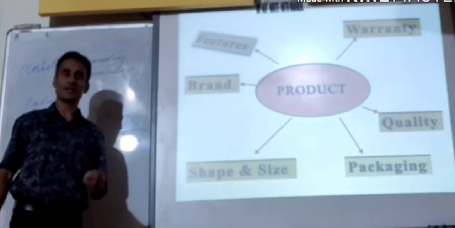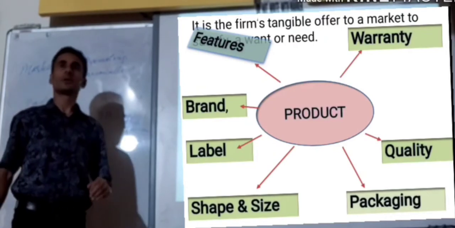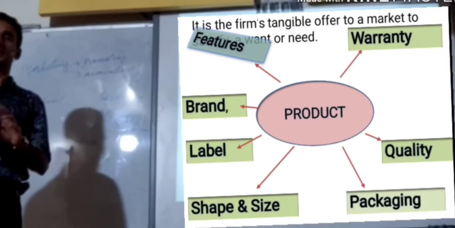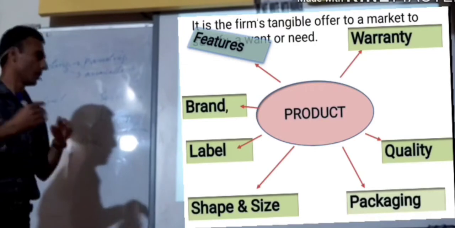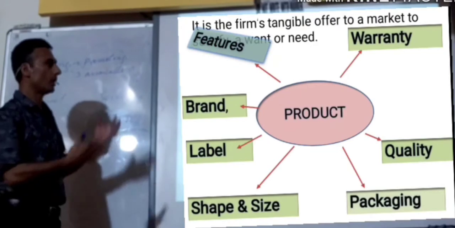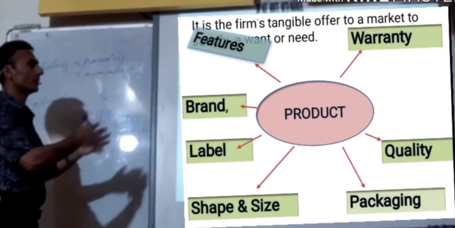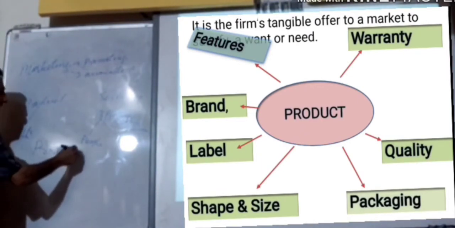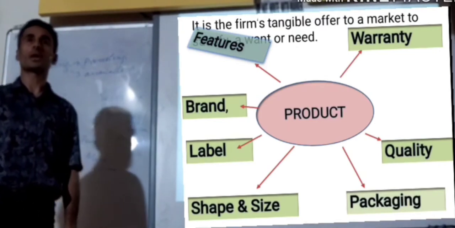You have shape and size, colors, label. What is a label? It provides information with regard to price, manufacturing date, expiry date, maybe the name of the company or the brand, and so on, which helps the consumer or the buyer to know about the product. Now, all these different elements that you see here are called product mix. So these are the elements of product mix.